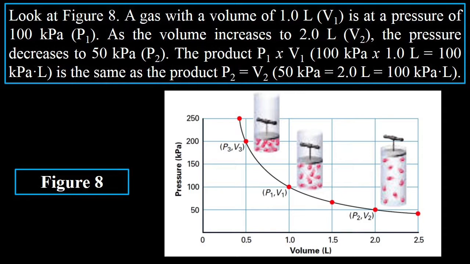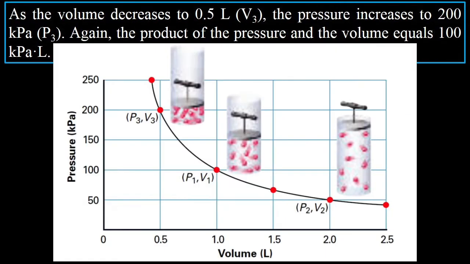Boyle's law. We've looked at Gay Lussac's law; we're looking currently at Boyle's law. As the volume decreases to 0.5 liters, V3, the pressure increases to 200 kilopascals, P3. Again, the product of the pressure and the volume equals 100 kilopascal liters.